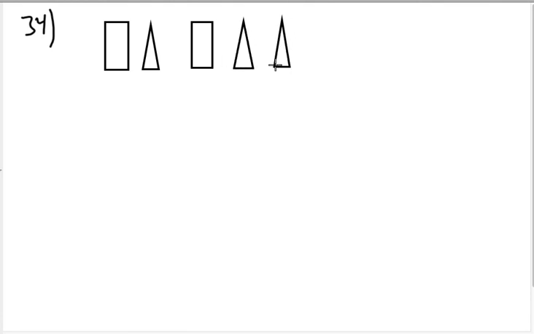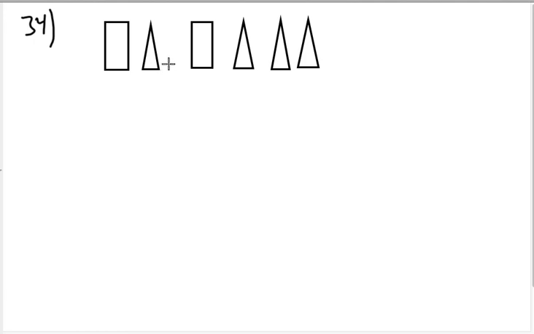Alright, moving on to 34. If r is the area of a rectangle and t is the area of a triangle, write an expression for the area of the rectangles and the triangles. So we have a picture here. We have some rectangles, so two of those. They're the same size, but the ones I draw might not be. And we have a couple triangles. So it looks like there's 4 triangles and 2 rectangles.